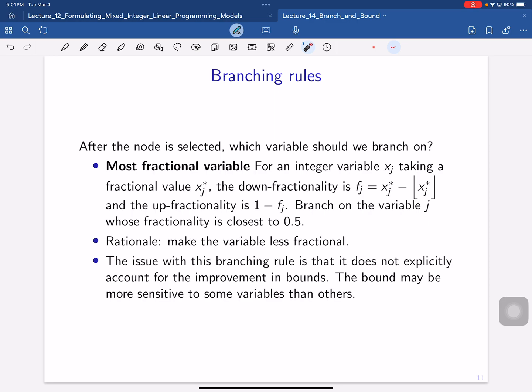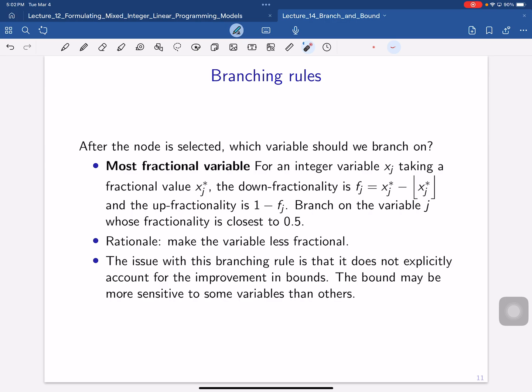Let's assume all the variables are 0-1 variables. If their values are close to 0 or 1, maybe they are already close to being binary. So if a variable value is 0.1, maybe you round it down to 0, then it doesn't affect that much. But if a variable value is 0.5, you don't know which way you should round. The most fractional variable is the variable whose value is closest to 0.5.